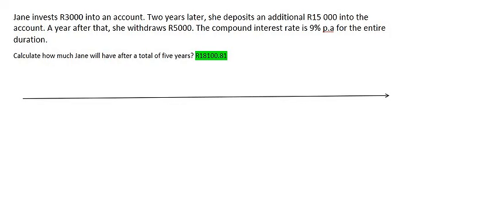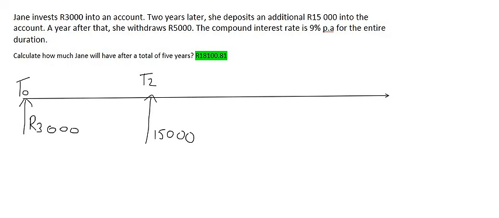So Jane invests 3,000 Rand into an account. So straight away, Jane is going to start off by adding 3,000 Rand. And I'm going to call that T0, meaning time 0. 2 years later, she deposits 15,000 Rand. So after another 2 years, Jane will add another 15,000 Rand.